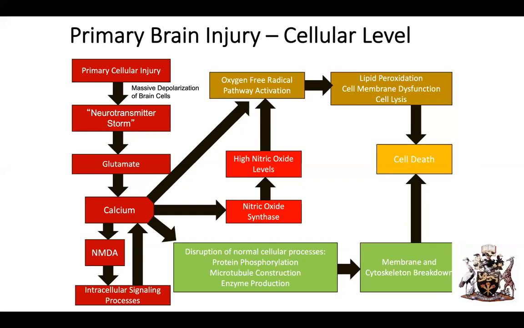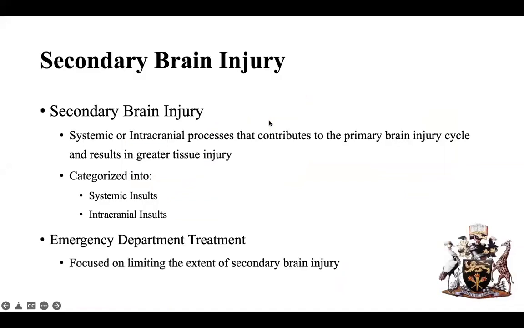This is just a chart showing what happens when you have primary injury. And whatever pathway it goes, whether it's through release of calcium causing apoptosis or disruption of the cell membrane or the free radicals causing injuries, all of them result in cell death. And that's what happens in primary brain injury. Secondary brain injury is anything, whether it is intracranial or systemic, that contributes to the primary brain injury cycle and results in greater tissue injury.